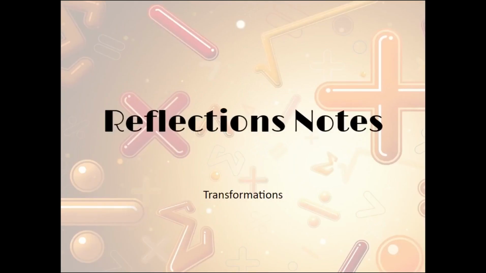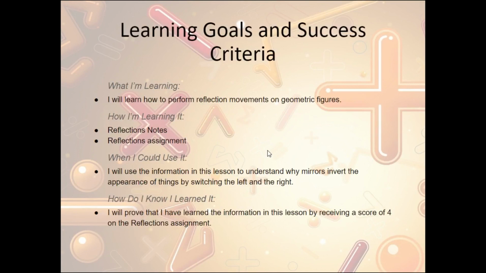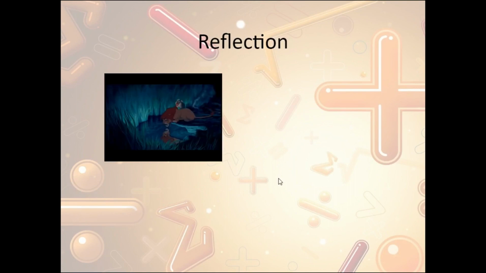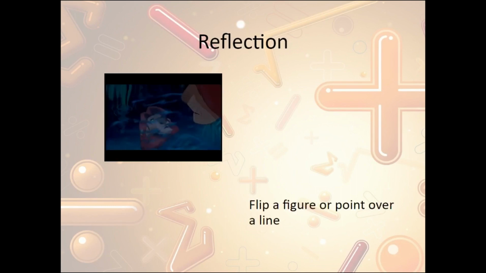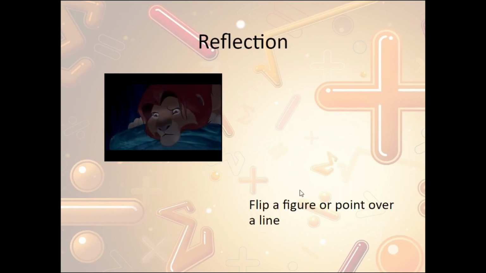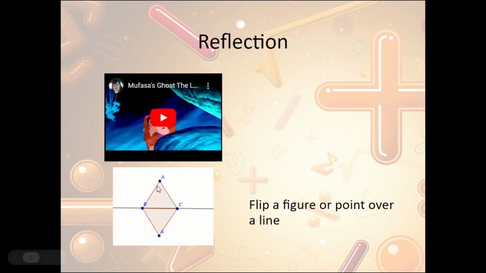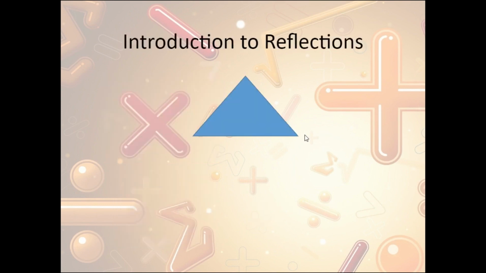Let's take a look now at the reflections notes. The notes begin with the learning goals and success criteria. Now here's a little video of Simbo looking at his reflection in the water. So that's what a reflection is. Reflections occur when we flip a figure over a point or line. So for instance, we have a triangle here. If we flip it over this line, it's going to flip downward and look like this. So that's a reflection.